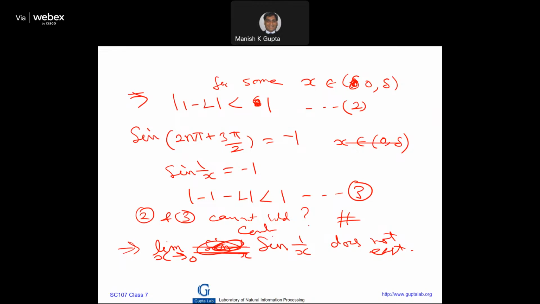Interesting. So, because I know that this is the first time you are encountering epsilon delta, I think it should be a compulsory part of the JEE exam, right?